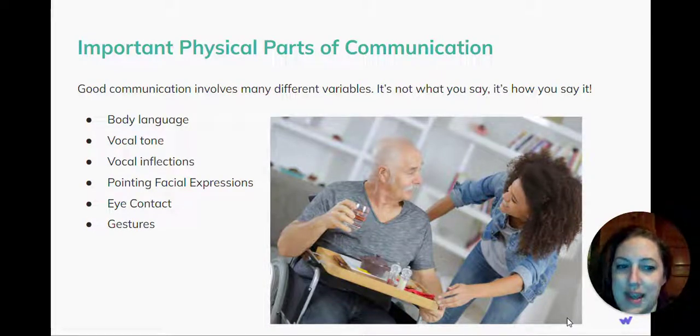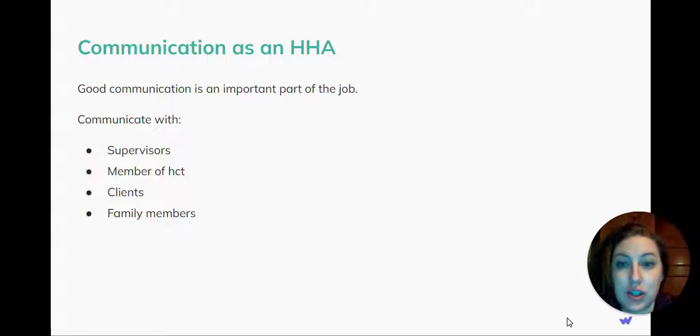It's not what you say, it's how you say it. Body language, vocal tone, vocal inflections, which is your voice going up and down, facial expressions, eye contact, and gestures all affect communication. Good communication is an important part of the job.